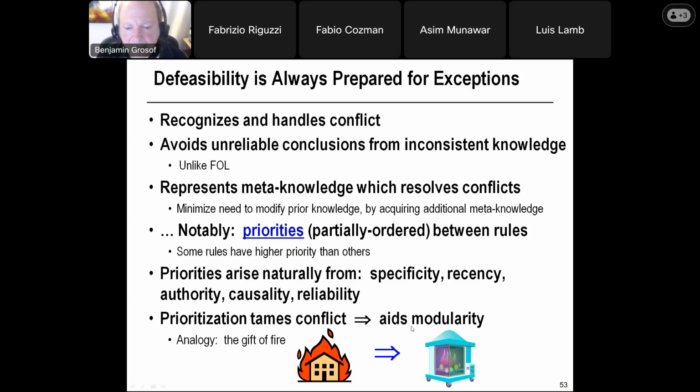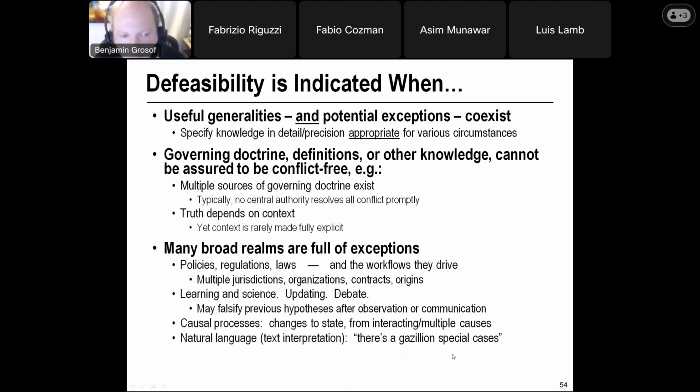Prioritization tames the conflict and essentially aids modularity. An analogy here would be the gift of fire. So instead of the house burning down from conflict, which is what happens in classical logic, we have it safely in a stove, for example. Defeasibility is indicated, we ought to have it as a feature and use it, when both useful generalities and potential exceptions coexist, so that you can specify knowledge in the detail or precision that's appropriate for various circumstances.